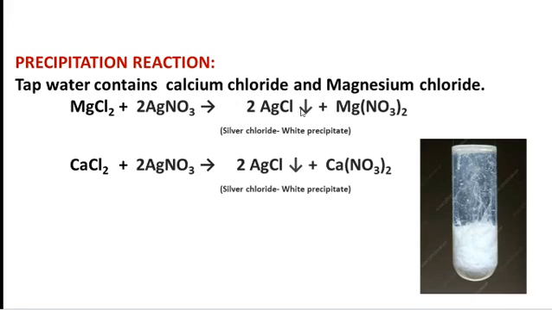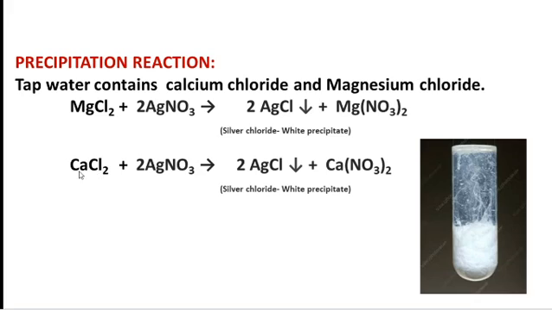In this reaction, magnesium chloride and silver nitrate react to form silver chloride, a white precipitate. The downward arrow mark indicates a precipitate. Then magnesium nitrate is also formed.